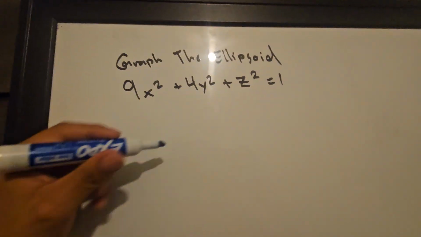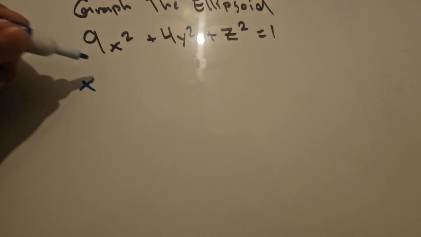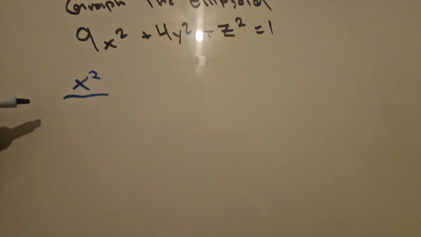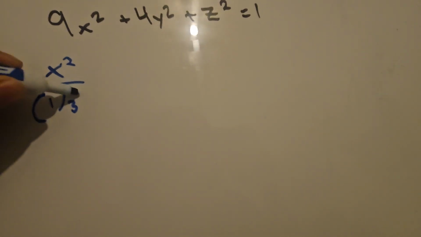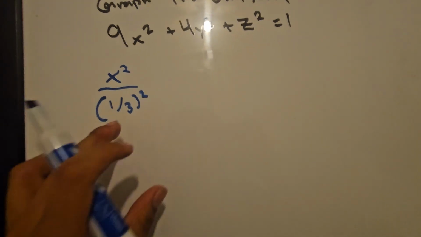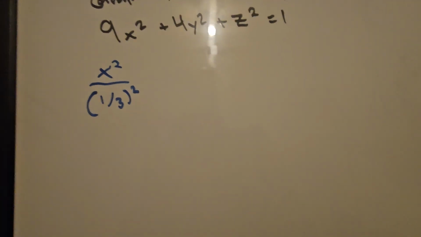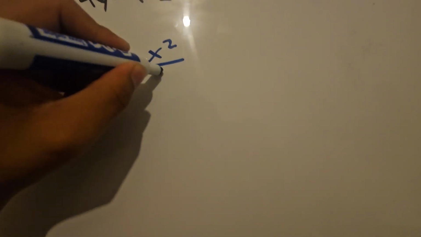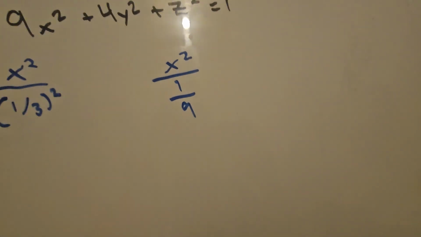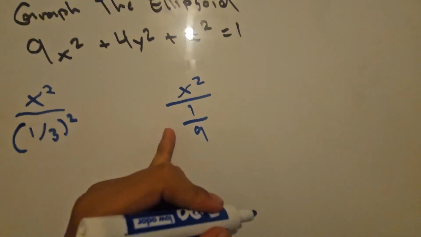So let's first rewrite this as x squared over (1 over 3) squared. Now if you're confused as to how to get this, like this part to this, I'll show you. So we have x squared, and let's divide by 1 over 9. Divide this, and you'll see that you'll get this.